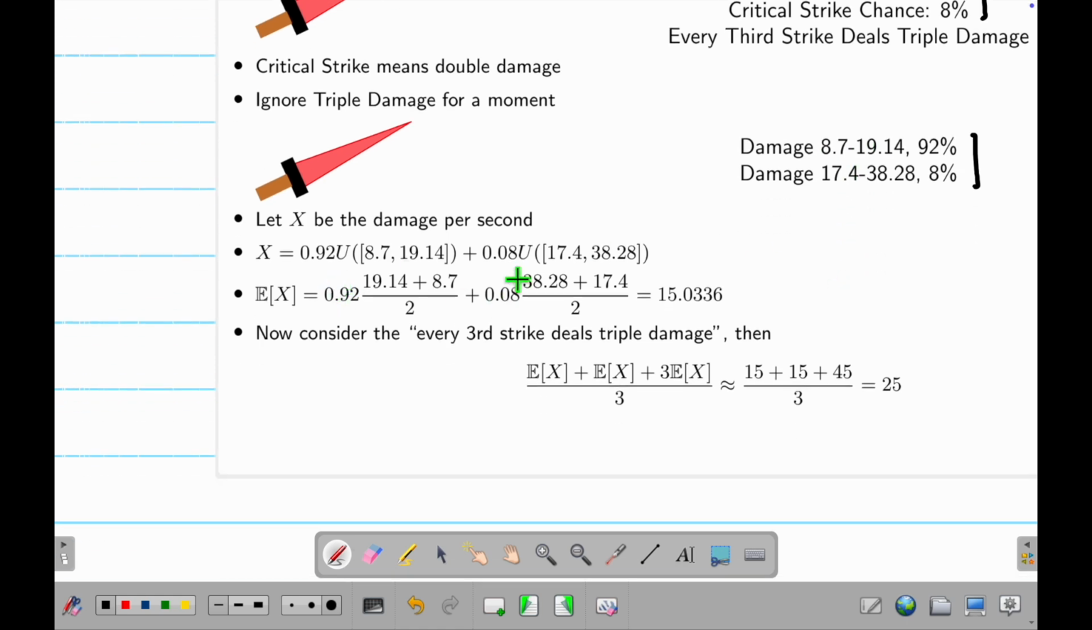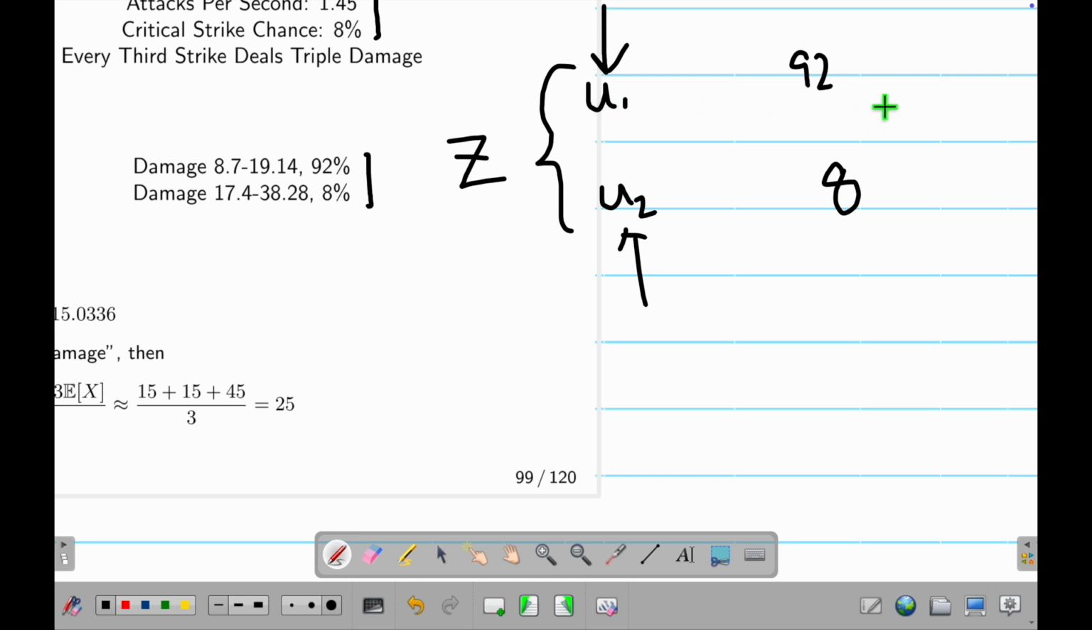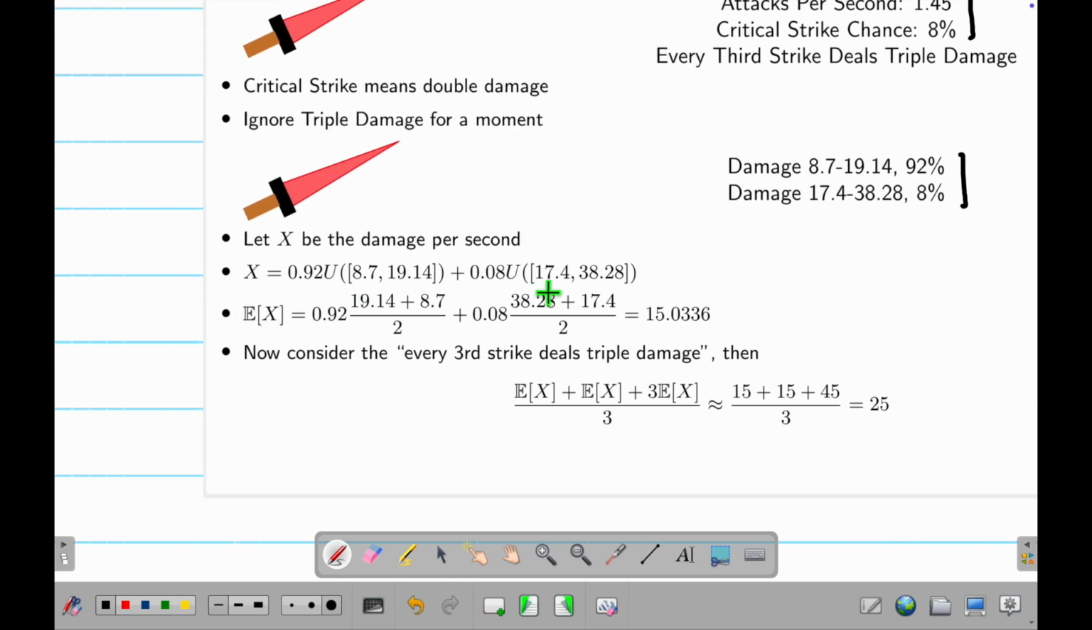So what's the EZ? EZ will be the value here times 0.92, plus the value here times 0.08. Except what I'm doing here. Okay? What is this thing? This is a random variable. What random variable? Uniform random. The first one. What is this? Uniform random. Then the E of this thing is the formula A plus B divided by 2. A plus B divided by 2. So you get 15 point something.